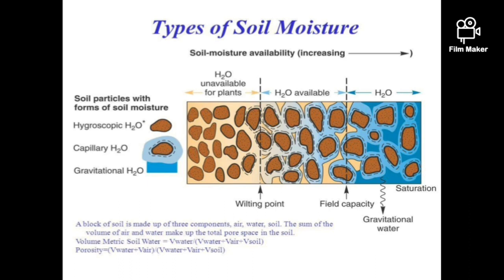At the wilting point, the hygroscopic water is not available to the plants, and it forms a thin layer around the soil particle, which is tightly bonded to the soil particles.